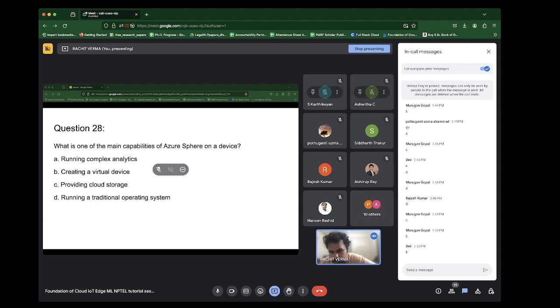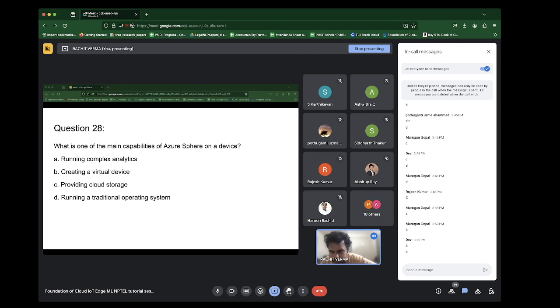So what is one of the main capabilities of Azure Sphere on a device? Is it A, running complex analytics? Is it B, creating a virtual device? Is it C, providing cloud storage? Or is it D, running a traditional operating system? Okay, so they have said B. Any other responses? B, B, B. Okay, yes, that is the correct answer. So Azure Sphere.